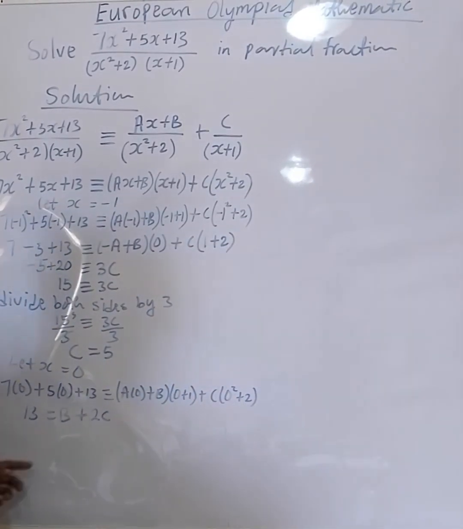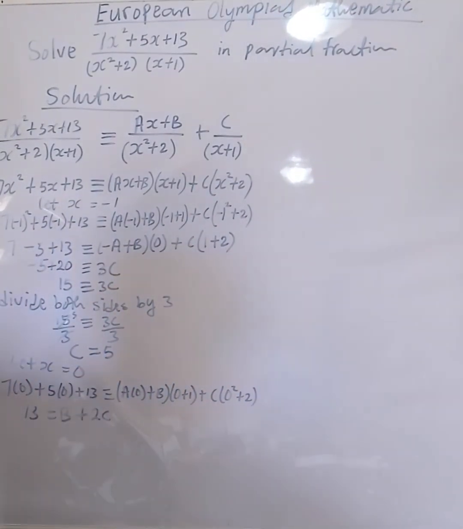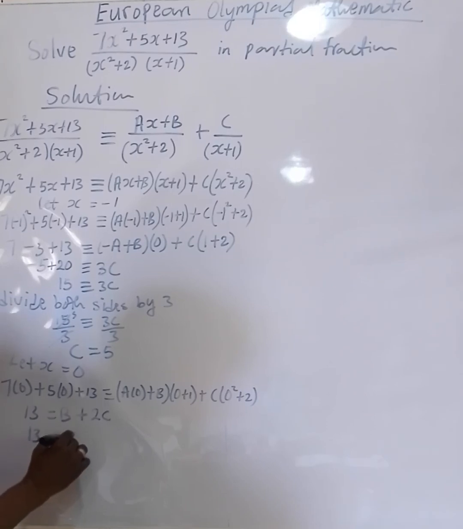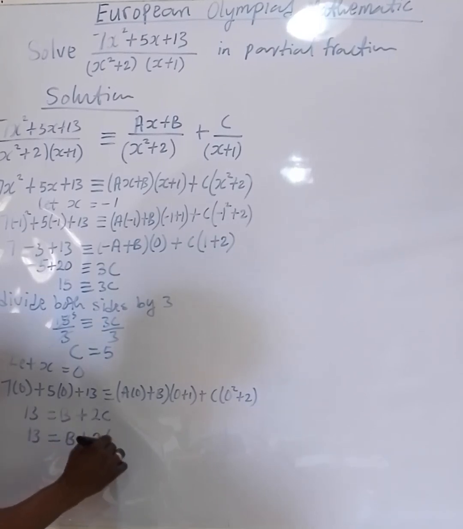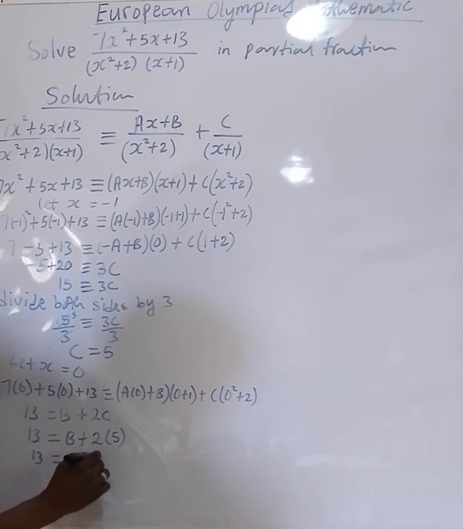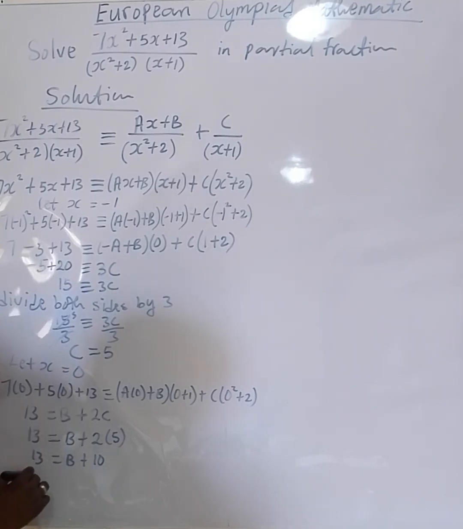And when you look at it now, we have gotten the value of our c to be 5. So you just substitute. We now have 13 equals b plus 2 times 5, 10. So then now you take this 10 to the other side. We now have 13 minus 10 equals b. So therefore b equals 3.